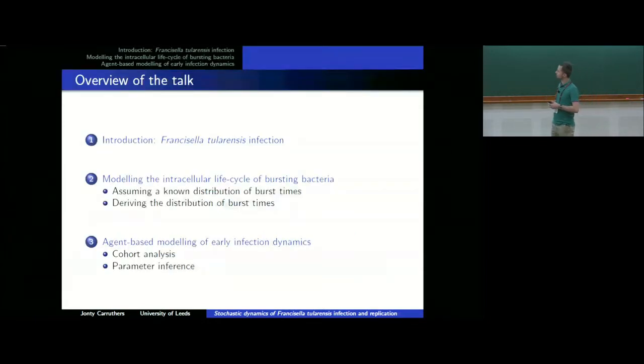So just to give an overview of what the talk's going to be like: maybe not many people have heard of Francisella tularensis, so I'll give an introduction to that and perhaps why we should study it. The second part will be looking at the intracellular life cycle, so I'll talk about two methods that we've done to actually model this. Finally, we'll take what we know from the intracellular life cycle and apply this to some within-host modeling of infection in the lung, or starting off in the lung, and then how it disseminates to other organs. And so we'll do some parameter inference and some sensitivity analysis as well at the end.